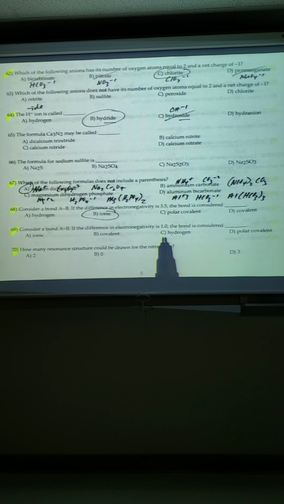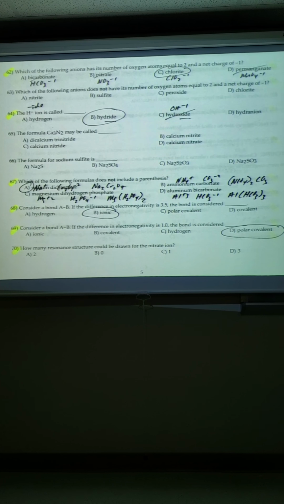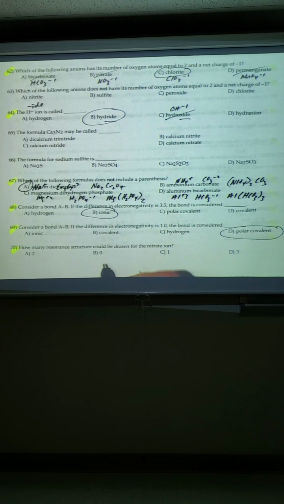69 says, if you're 1.0, we would call you polar covalent. You're sharing, just not sharing very well. That's why that 1.0 difference is found. So it's just definition based. 0.5 or larger is the difference between polar and non-polar. Above 2 is ionic. Number 70 says resonance of nitrate.